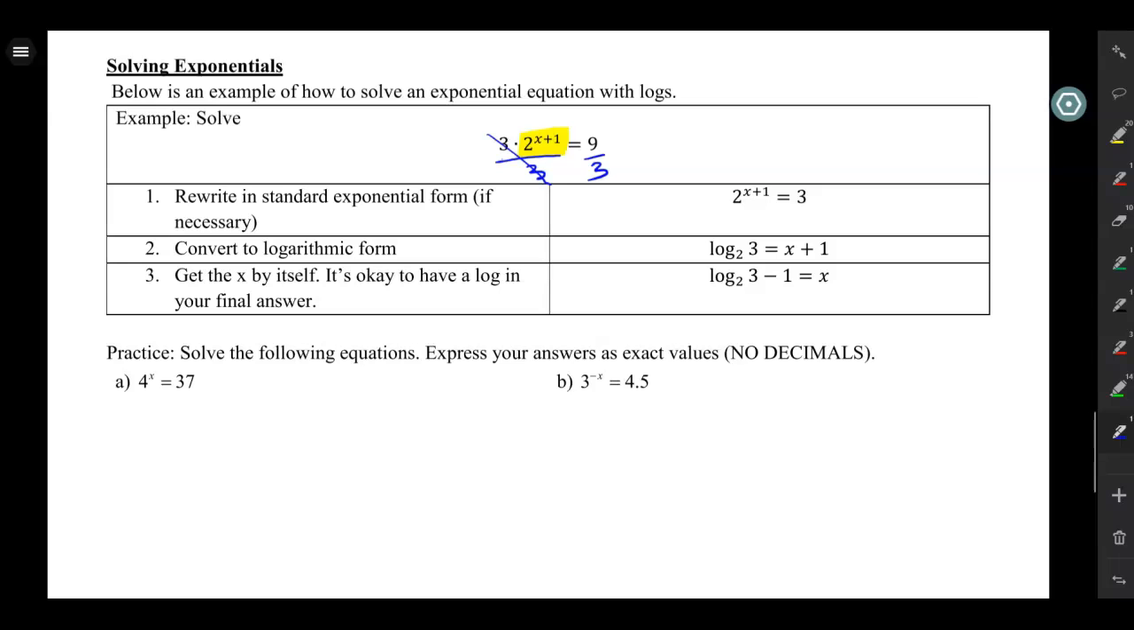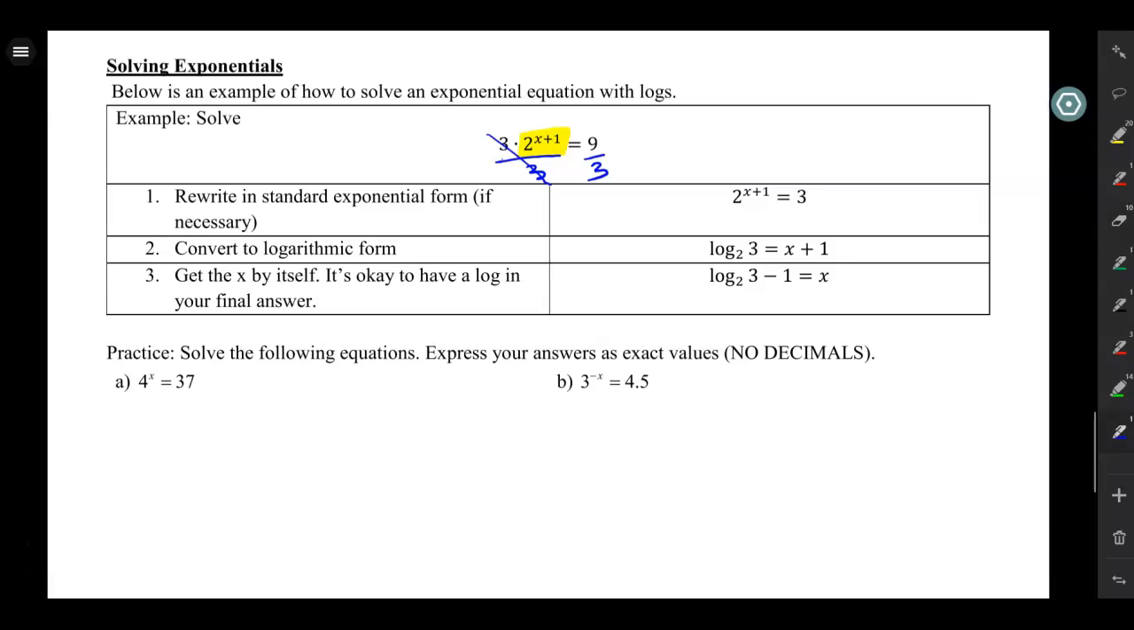Now we learned previously another way to solve exponential equations like this that involved changing the base on both sides of the equation to the same thing. The reason that we're doing it differently here is that we cannot write the right side of this equation as an exponent with a base of 2. So when that is the case, we have to use logarithms.